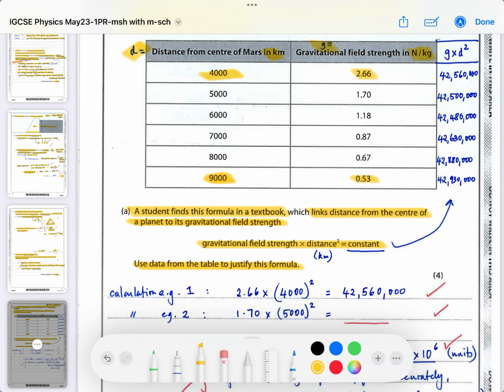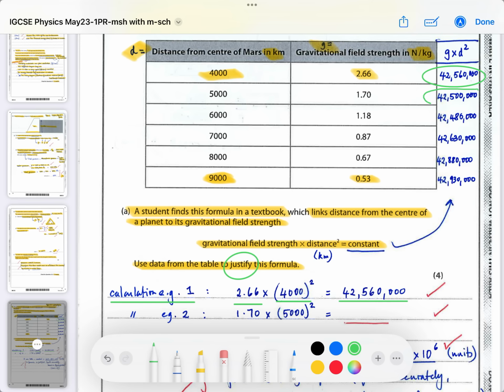To justify this formula means to see if it's correct. So what you've got to do is a calculation, for example, from the first row: 2.66 times 4,000 squared. That gives you a value of 42,560,000 or whatever units they are. You don't need to worry about it. So that's the first calculation.